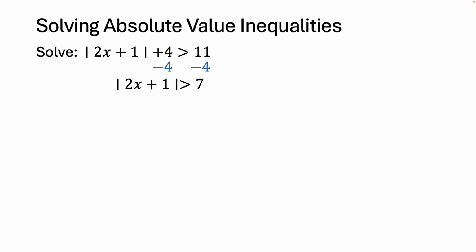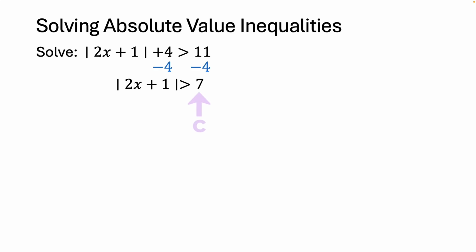Let's take a look at a few more practice problems. Let's solve the inequality: the absolute value of the quantity 2x plus 1, plus 4, is greater than 11. Our first step is to isolate the absolute value. It looks like we need to subtract 4 from both sides. This would leave us with the absolute value of the quantity 2x plus 1 is greater than 7.